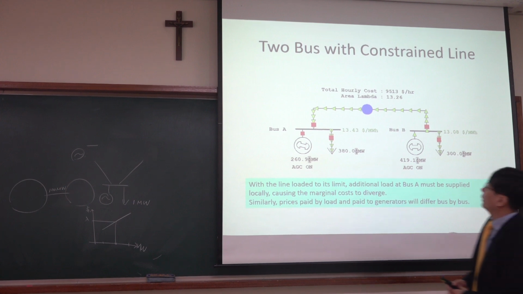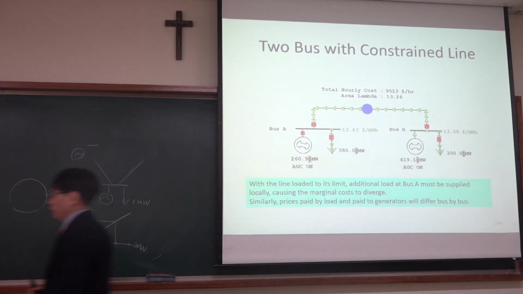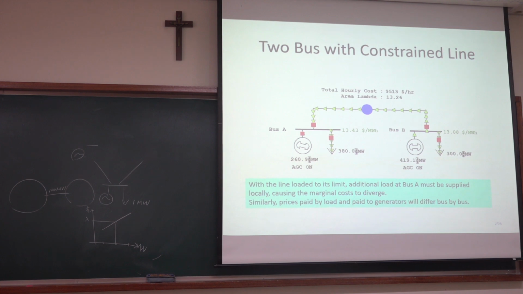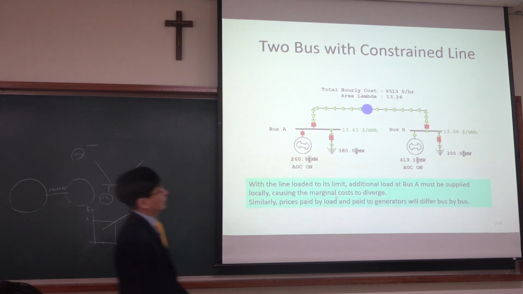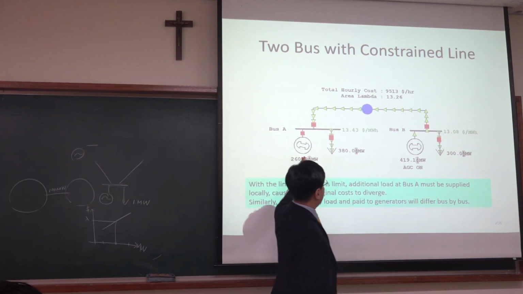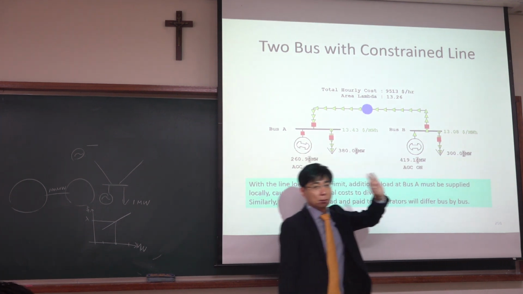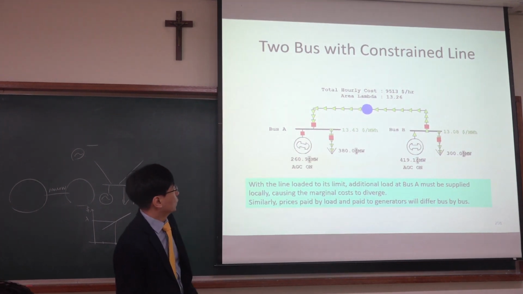Then what if congestion happens? Here, with the line loaded to its limit, additional load at bus A must be supplied locally, because this is a cheaper generator than bus A, but it cannot increase its output further. So this kind of congestion makes the LMPs at bus A and B different. Okay.